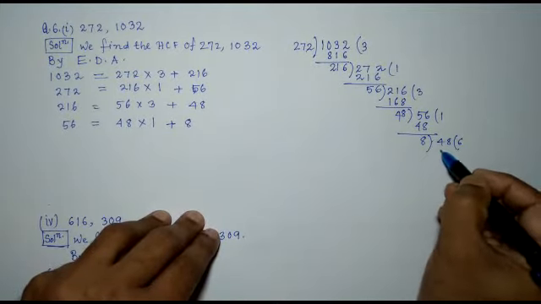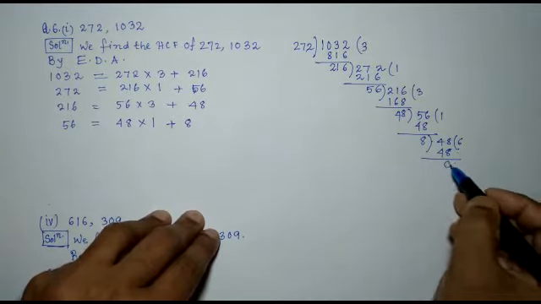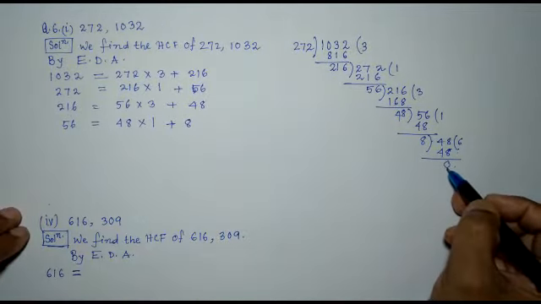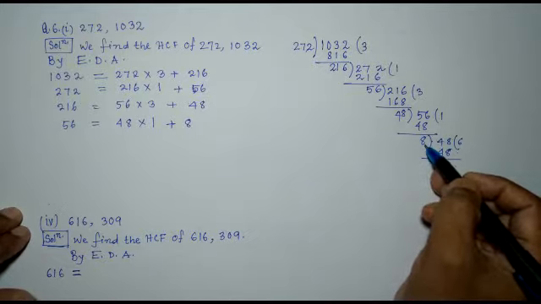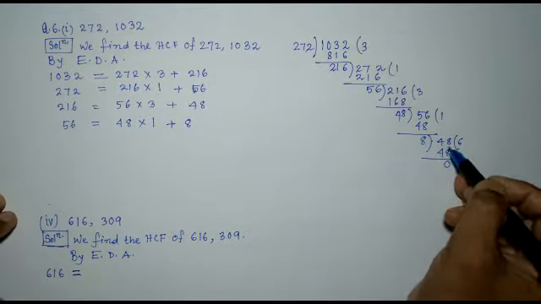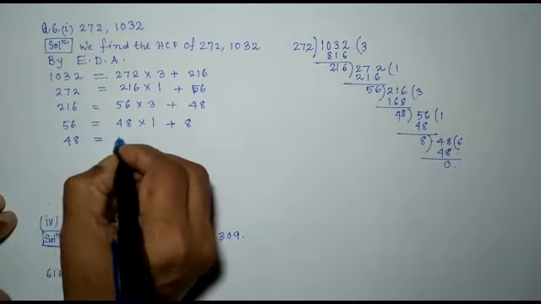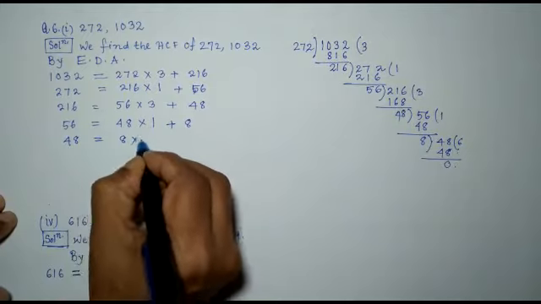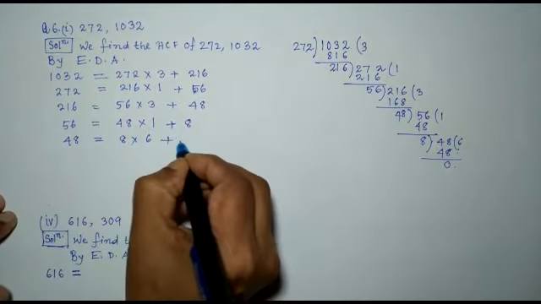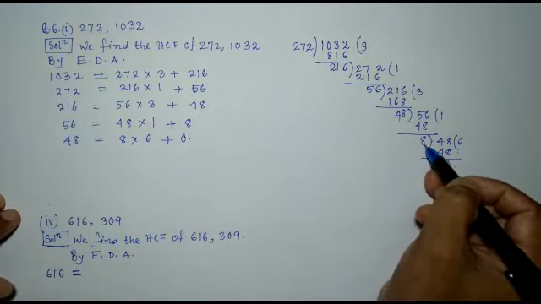So 8 into 6 is 48. Subtracting we get what? 0. The remainder is 0. It means the previous divisor 8 is the HCF. So let us write for this division: dividend is 48, divisor is 8, into quotient is 6, plus remainder is 0. As the remainder is 0, this is our HCF, 8.